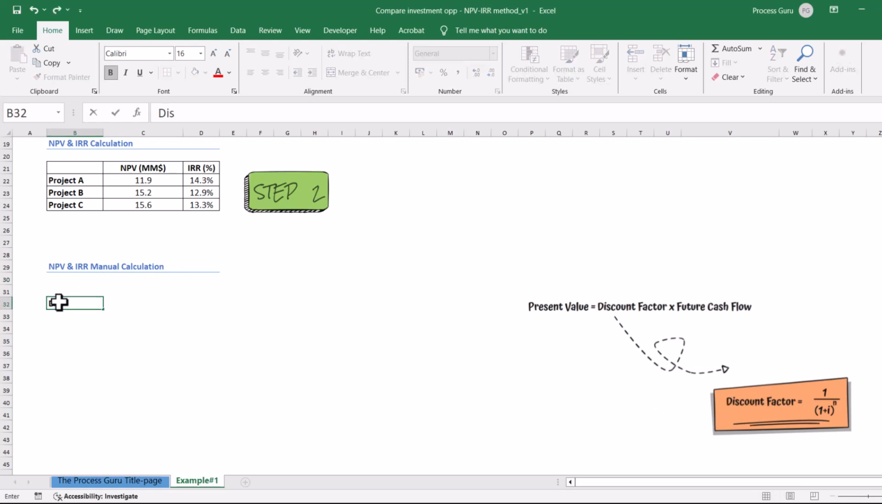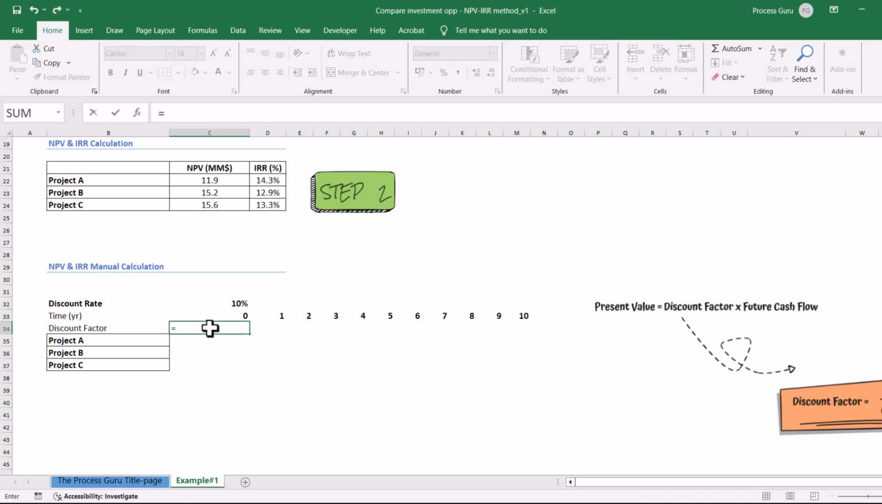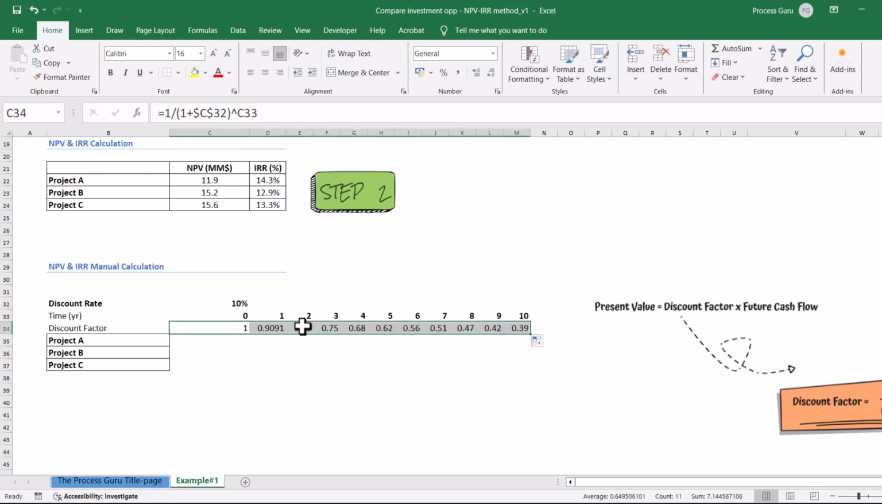Maybe very quickly let me set this up. For the discount rate, let me use 10% here, and we can put the discount factor here. We can calculate the discount factor for all the projects. The corresponding discount factor would become 1 divided by (1 plus the rate) raised to n. So this is year 0. I'm making the rate cell absolute with F4. Just dragging this, these are my discount factors.